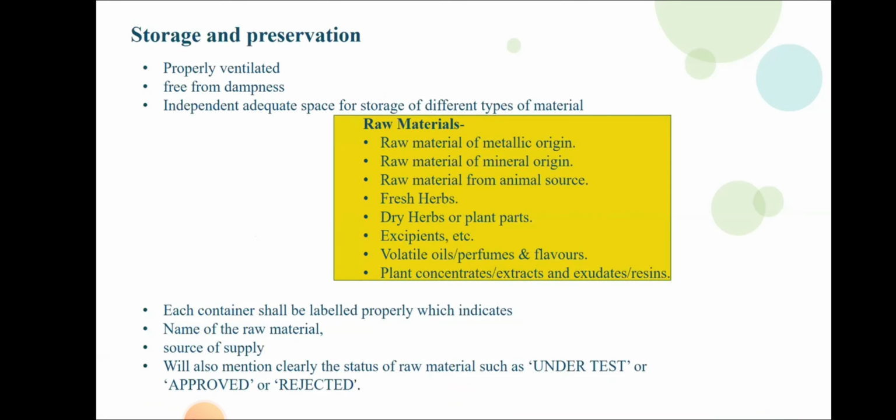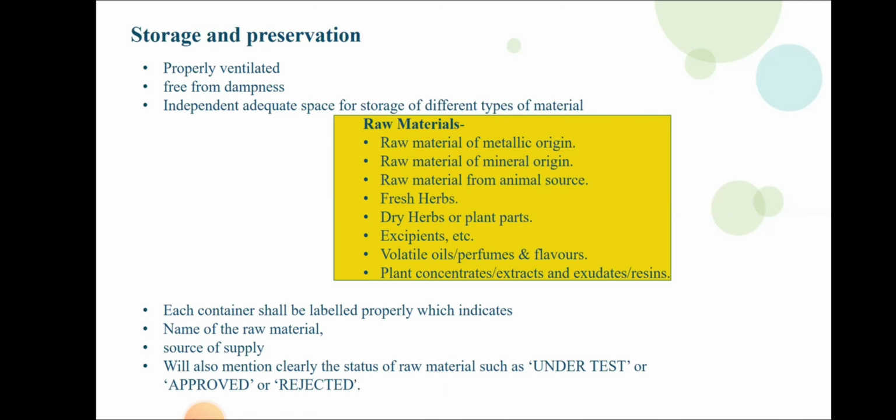Coming to storage and preservation. These also come under the purview of GMP, which is explained under Schedule T of the Drug and Cosmetic Rule of 1945. In storage and preservation, the raw material stores must be properly ventilated and free from dampness, and there must be independent and adequate space for storage of different types of raw materials.